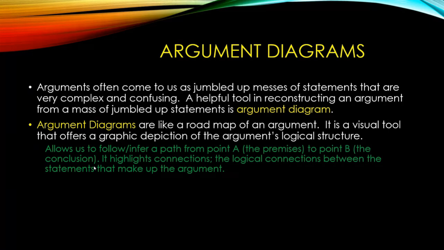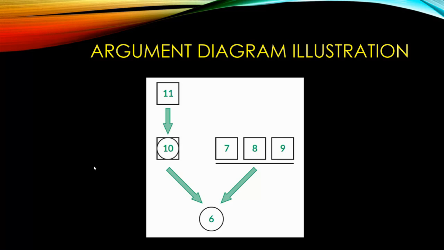Now, argument diagrams are kind of like a roadmap of an argument. It's a visual tool that offers a graphic depiction of the argument's logical structure. It shows the logical inferences we make from the premises to the conclusions and highlights those logical connections that make up the argument. Here's just an example of an argument diagram and what they look like.